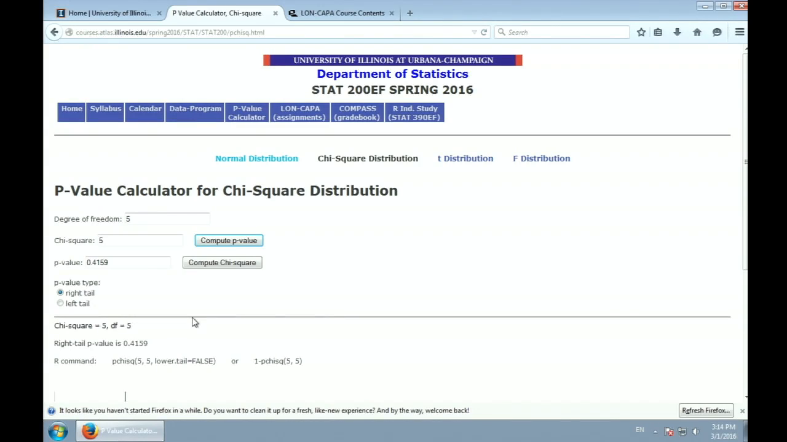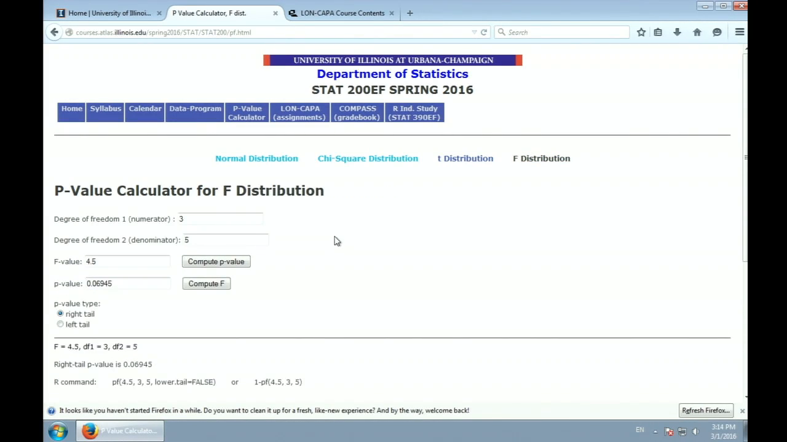I was going to give you time to do your homework, but we don't have it. So now I'm going to go to the F distribution. And we have 32.44. And our degrees of freedom are what?